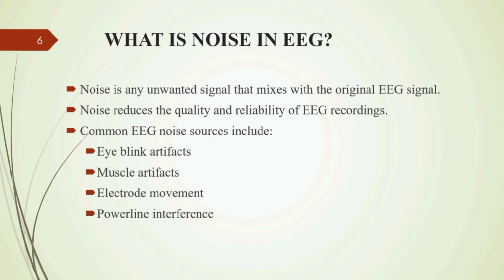Now let us understand what noise actually means in EEG. What is noise in EEG? Noise is any unwanted signal that gets mixed with the original EEG signal. It reduces the quality and reliability of EEG recordings. Common noise sources include eye blinks, muscle movements, electrode movement, and powerline interference. These are the noises in EEG.